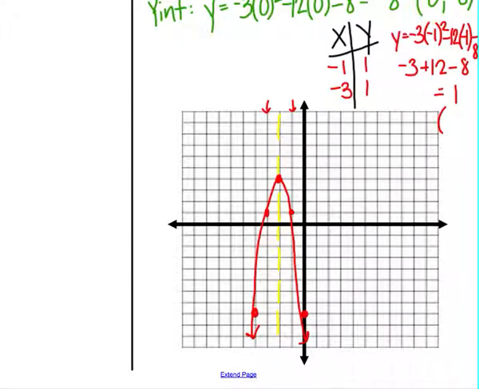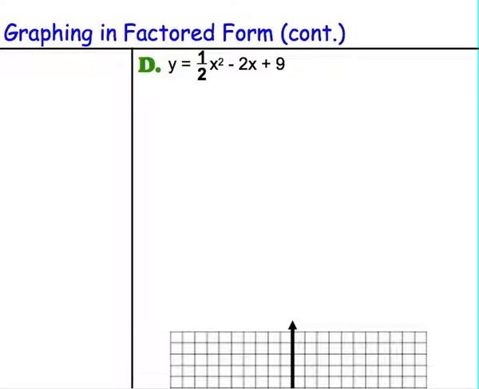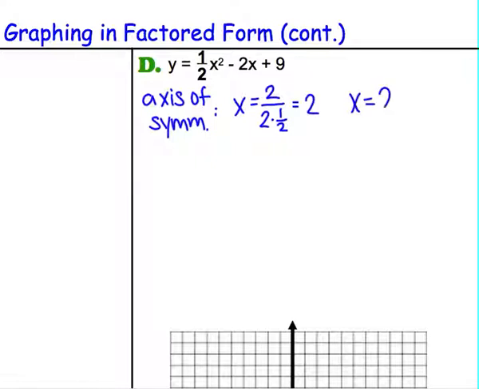And then finally, our last example, we have y equals 1/2 x squared minus 2x plus 9. So let's start off. After you get a chance to go over this, we'll go over it in just a second. So let's start off with that axis of symmetry. And we have x equals the opposite of b, which would be 2 over 2a, which is 2 times 1/2. 2 times 1/2 is 1. So therefore, it would be 2 divided by 1, which is 2. So our axis of symmetry is x equals 2.